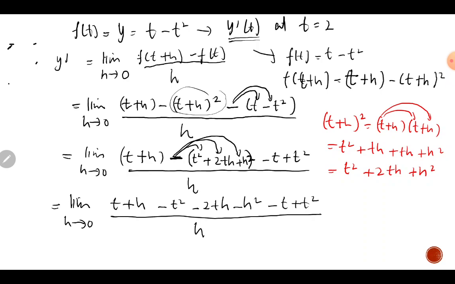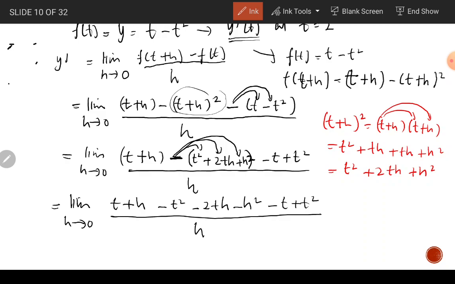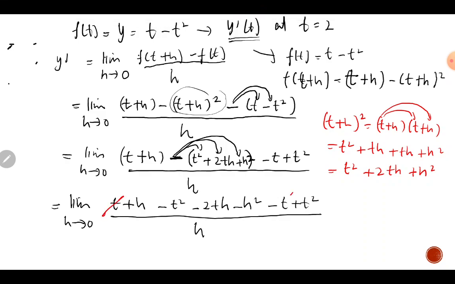Now let's have a look. Okay, let's have a look. Apa yang kita boleh cancel? Nampak negative t dengan negative t, negative t square dengan t square. Ada apa-apa lagi kita boleh cancel? Okay, tak ada, ni bukan tambah ya, ni th. Okay, so we're gonna have limit h approaching 0. Kita ada h minus with 2th minus with h square over h.